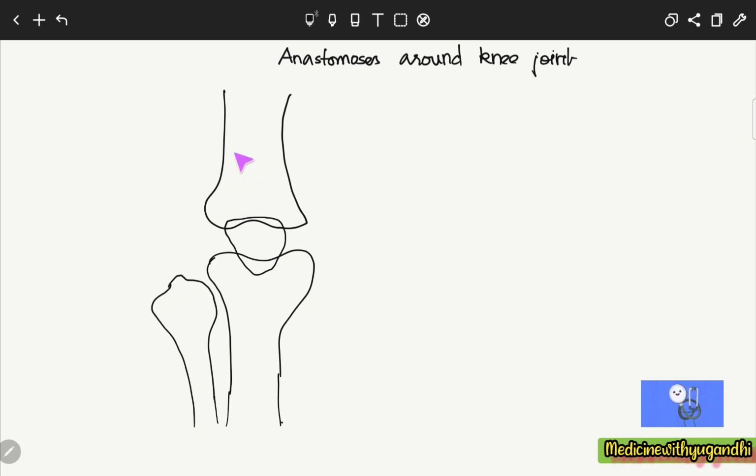So this is femur and this is tibia and this is patella and this is fibula. Hope you all know that fibula does not contribute to the formation of the knee joint. So now coming to the topic proper. The femoral artery continues as the popliteal artery at about the adductor tubercle.